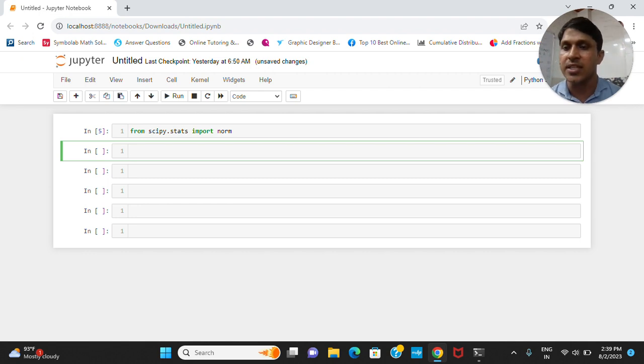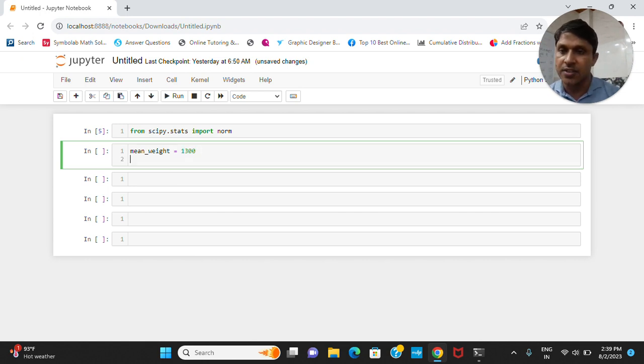There are two functions that are important to calculate probability or z-score: norm.cdf and norm.ppf, right? So first of all, I have to write the variable names that can store the given data. In the problem, it was given that the mean weight of steer is 1300 pounds, and the variance is also given, so I can write variance equal to 40,000, right?